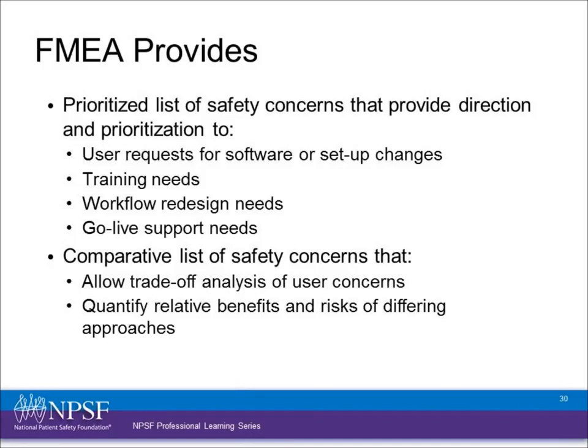So the FMEA provides a prioritized list of safety concerns that give direction and prioritization to a variety of things. Things such as user requests for software or setup changes, training needs, workflow redesign needs, and go-live support needs. It also gives you a comparative list of safety concerns that allow you to do a meaningful trade-off analysis to address user concerns and to quantify relative benefits and risks of differing approaches to improving the software or changing your approach. This is a good way of inserting some sort of objectivity into what can sometimes be a very emotional and passionate discussion among your users.